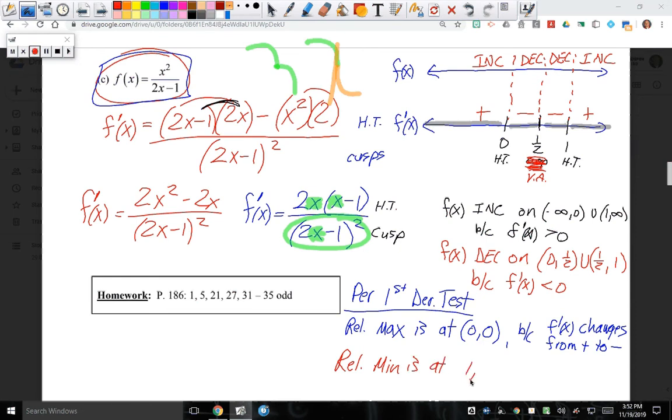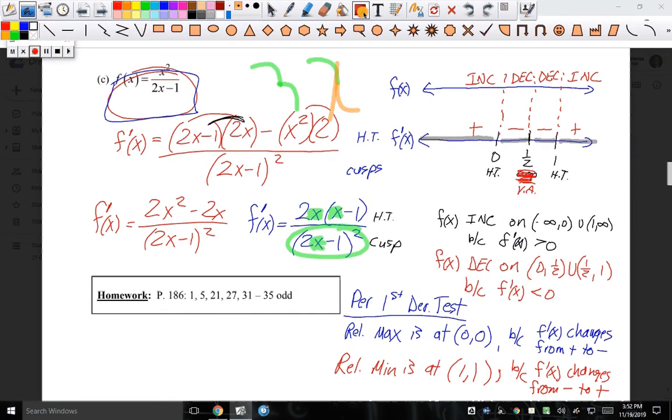At 1, because f prime of x changes from negative to positive. If I plugged in 1 into the original function, I would get 1 over what? 1. So 1, 1. Okay. All right, so now let's go ahead and graph what we have so that we can make sure that it all pieces together.